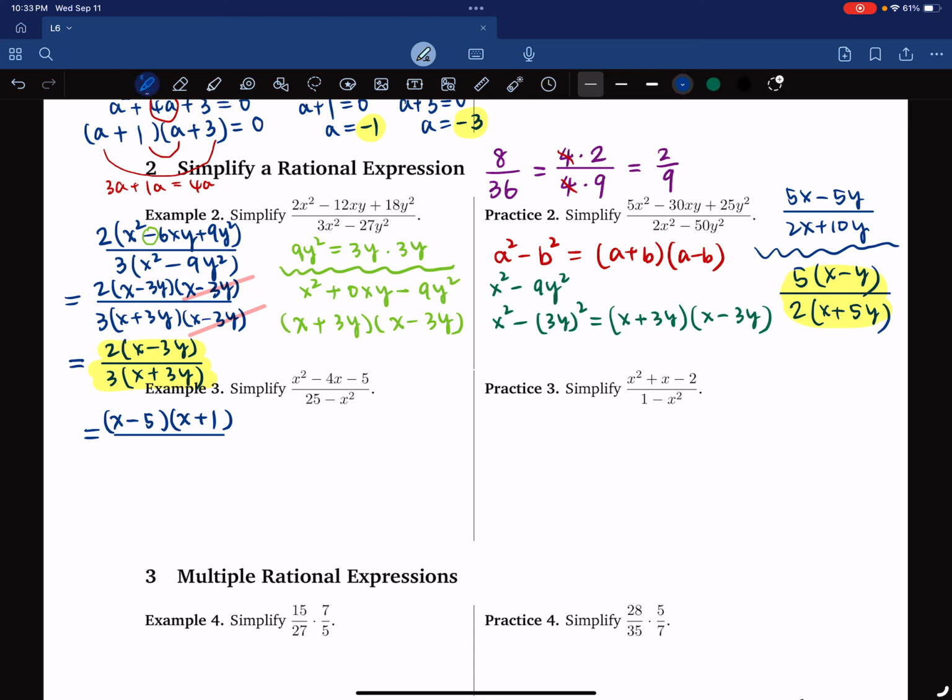Now let's move on to the denominator. The denominator is 25 minus x squared, and I would say this is perfect. Why is that? It's because we just talked about this formula right here, and this 25 minus x squared is exactly in this format. Let's rewrite this. 25 minus x squared is the same as 5 squared minus x squared. And now this is in the form of a squared minus b squared, so we can apply the formula and write it right here: 5 plus x times 5 minus x.